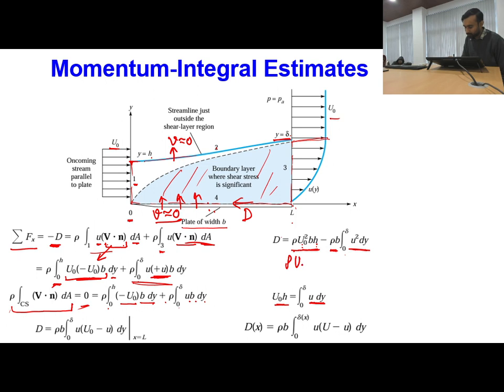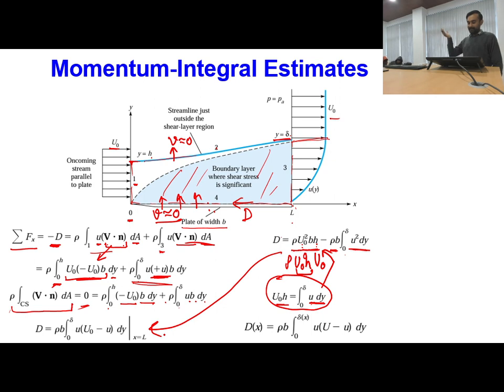So, this rho u naught square bh, I have written as rho u naught into h into u naught, and this u naught h I will be replacing with integral 0 to delta u dy. Okay. So, that is why my drag force will become b integral 0 to delta u times u naught minus u into dy. Is this point clear? Are all clear with this idea? So, basically whatever I have calculated over here, when I substituted in this particular point, I got this formulation of the drag force.